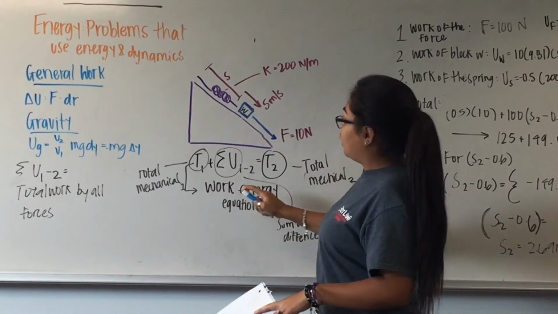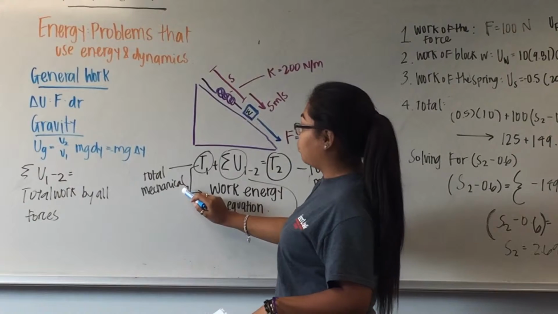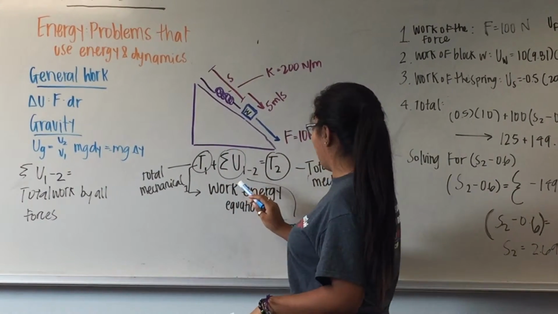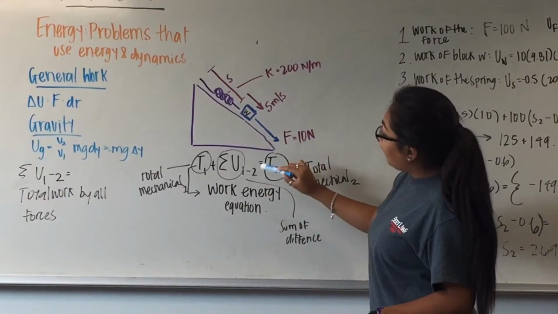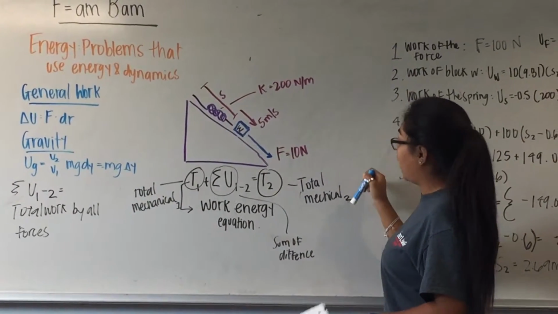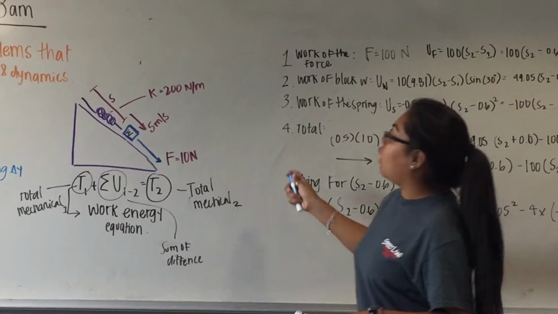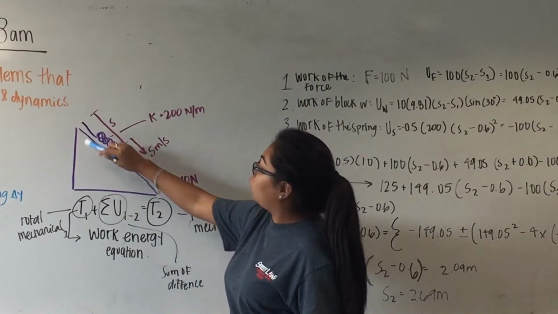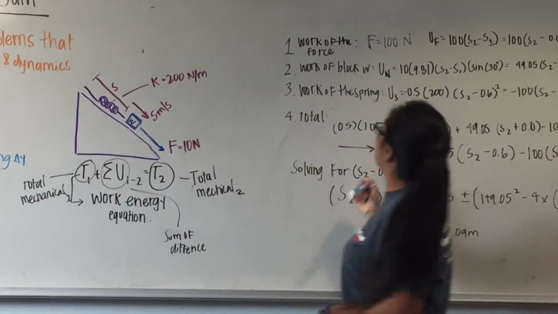And this is the equation we'll be using, which is the total mechanical energy 1 plus the sum of the work, the change of the potential energy from point 1 to point 2, equals T2, which is total mechanical energy 2. And so there's a lot of things going on here. We have the work being done on the block, the work of the spring, and the work of gravity.